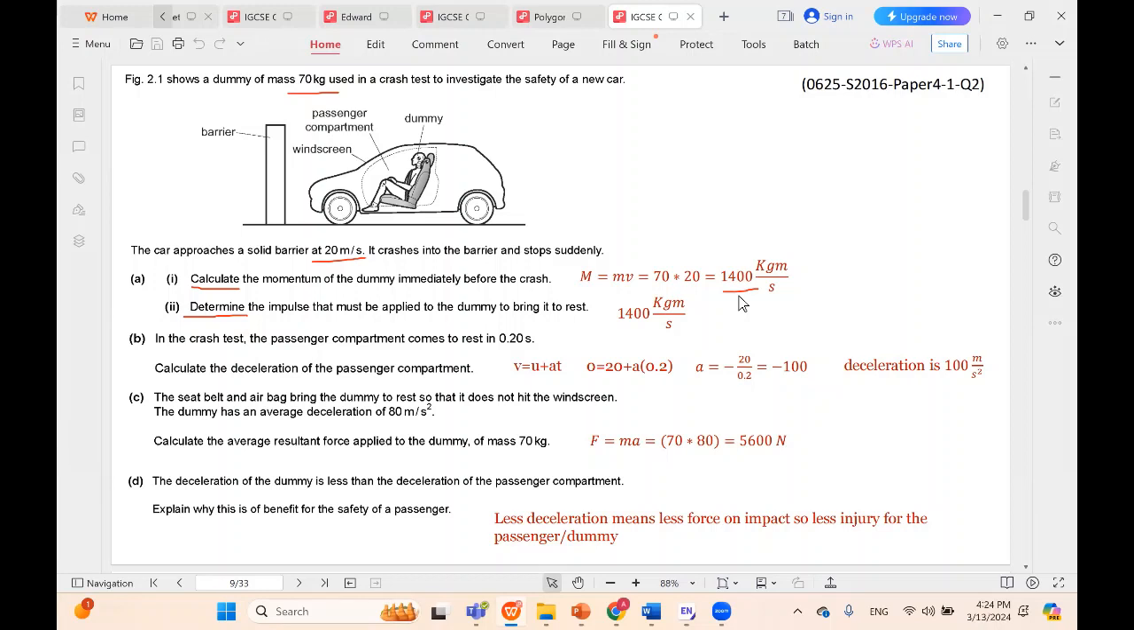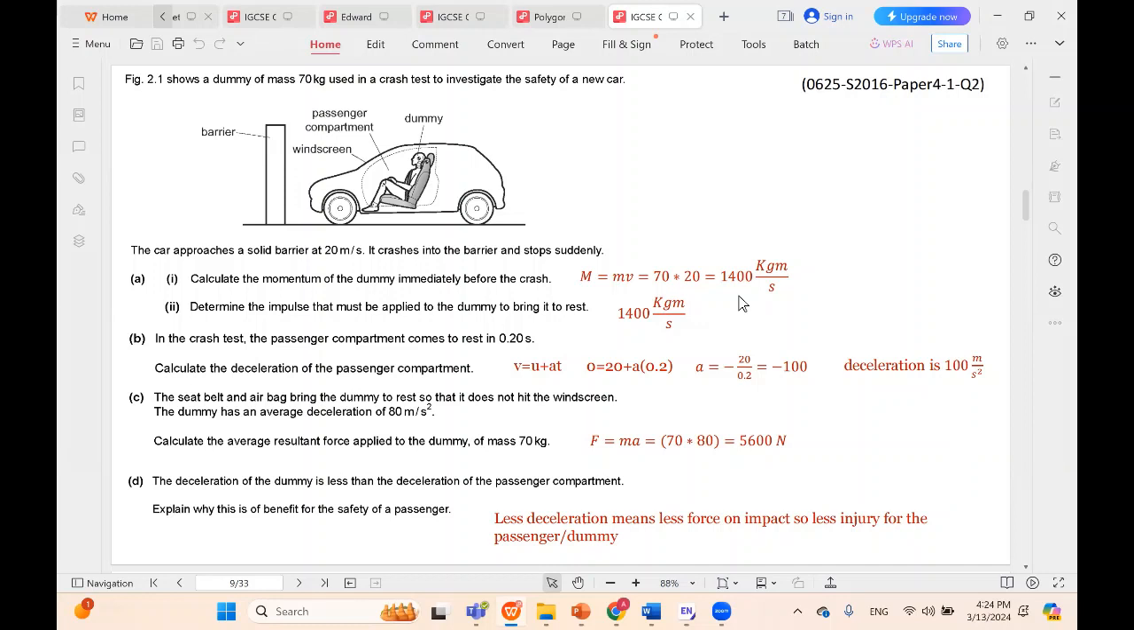You just need to use your common sense to understand that since the momentum is 1,400, in order to bring it to rest, where the momentum is going to be 0, all you have to do is decrease the momentum by 1,400 as well. So the idea is that if you have a momentum of 1,400, you need an impulse of 1,400 to come to rest.